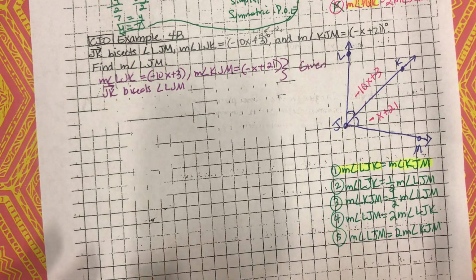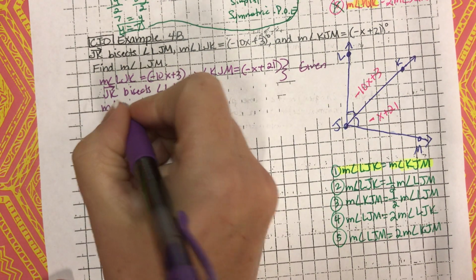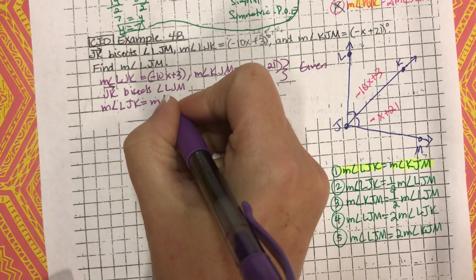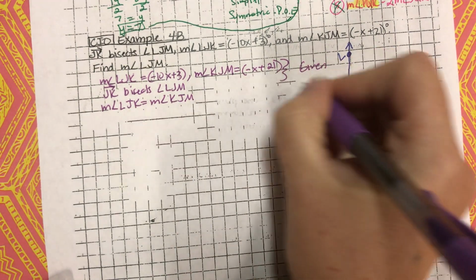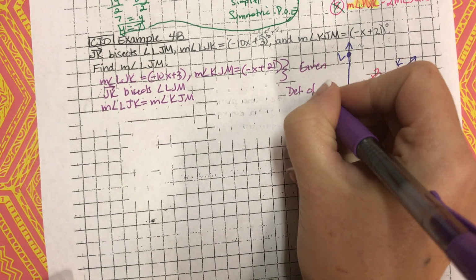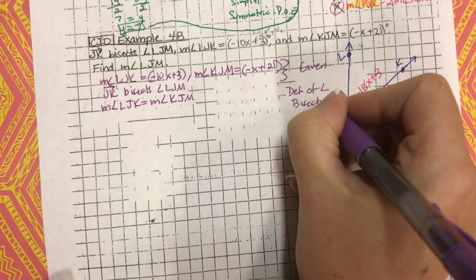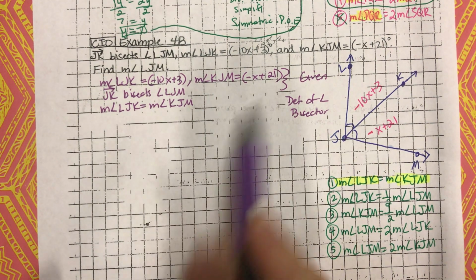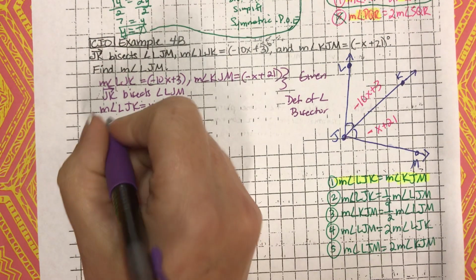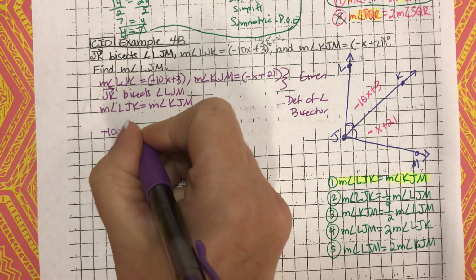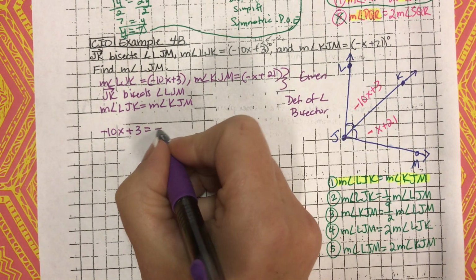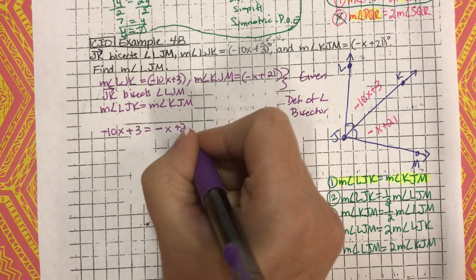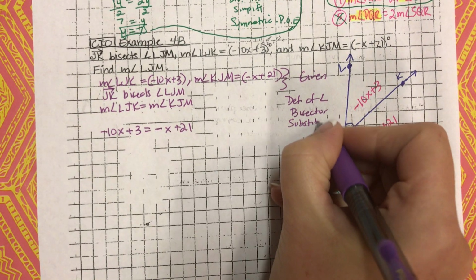After that, we can just go ahead and use this formula. The measure of angle LJK is equal to the measure of angle KJM. We can say that because of the definition of an angle bisector, right? Then what we're going to do is just substitute those values in. So LJK is right here, so negative 10x plus 3 is equal to JKM, which is negative x plus 21. Okay, so that's just substitution.